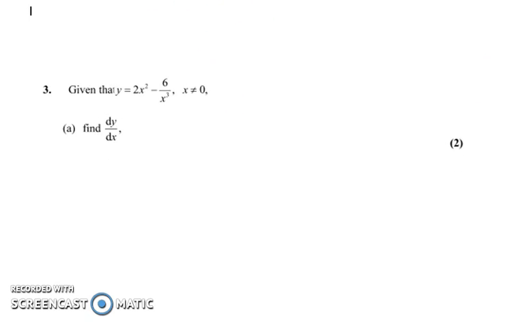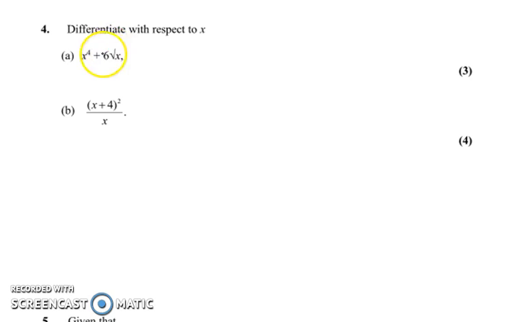Okay, moving on to question 3. Again, got to make the x's in the denominator up to the numerator. So we have 2x squared minus 6x to the minus 3. Now we can differentiate. 2 times 2 is 4x. Minus 3 times minus 6 is plus 18. Minus 3, take away 1 is minus 4.